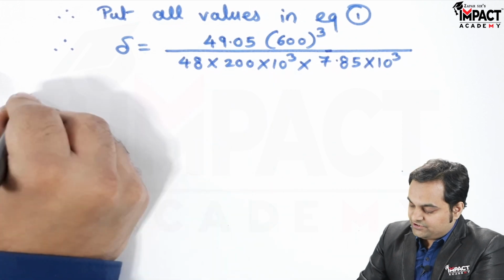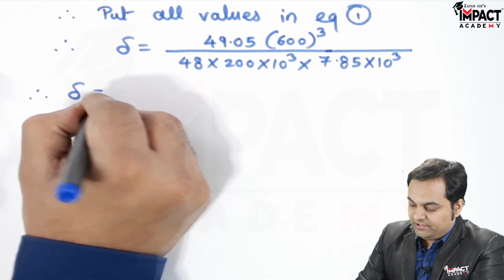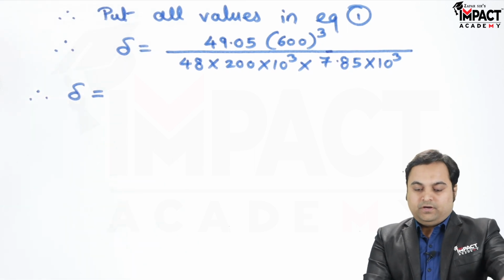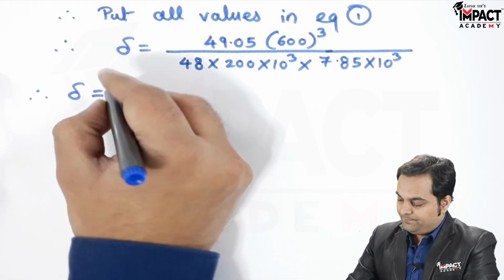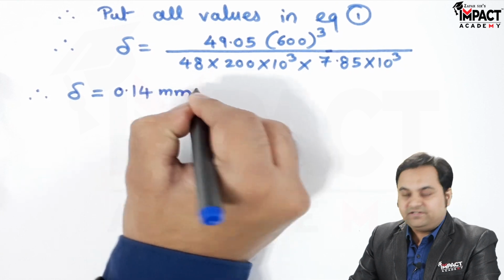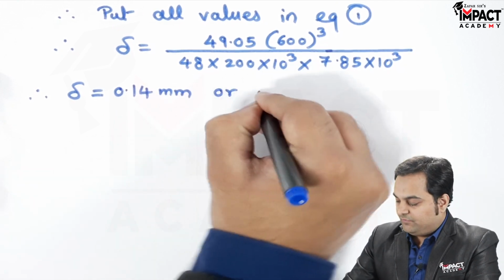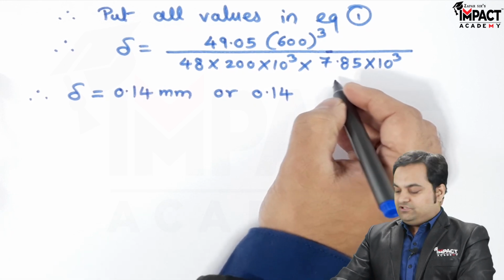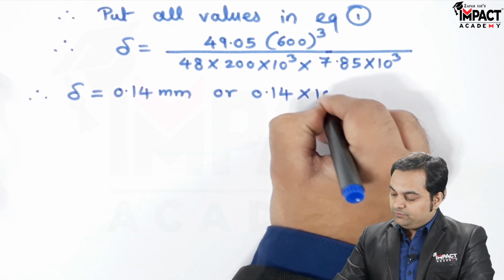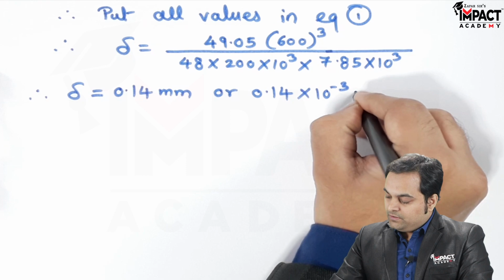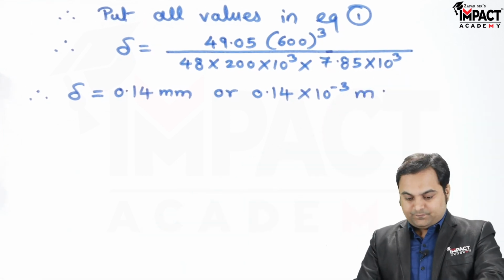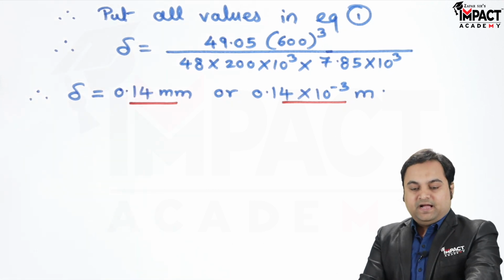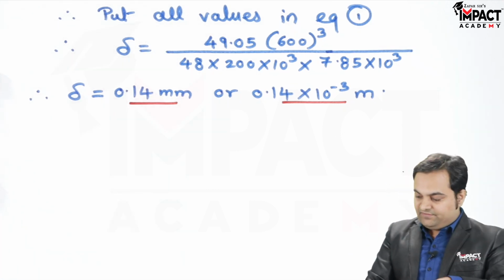After calculation, I'll get the static deflection value, and it comes out to be 0.14 mm. And this static deflection I am writing in terms of meter as well, because that would be required in order to find the critical speed of the shaft: 0.14 into 10 raised to minus 3 meter. Now once the static deflection is known, I can find the critical speed of the shaft, and it is given by the formula.